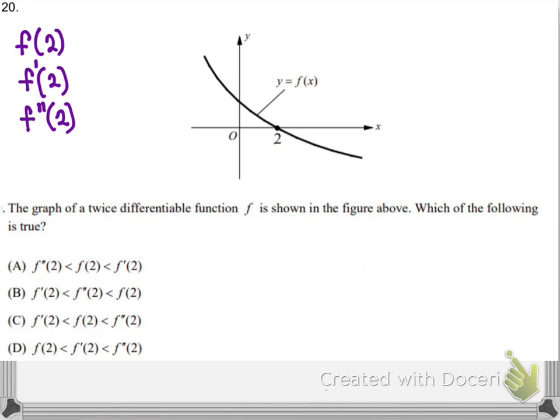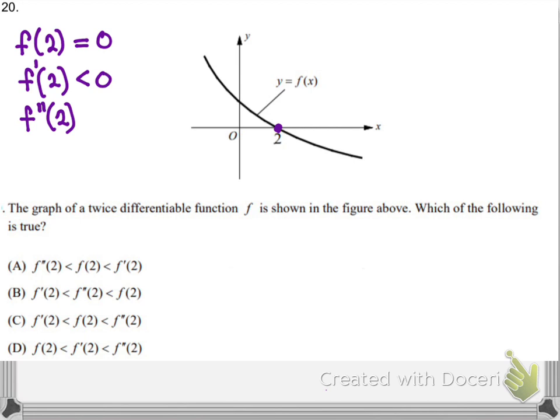F of 2 is easy to find. At x equals 2, the y value is located on the x-axis, so that's going to be 0. And then when I say f prime of 2, that's telling me what's going on with the original function. Is the original function increasing or decreasing at x equals 2? Obviously, the graph is decreasing at x equals 2. That means the sign of our first derivative is going to be negative.